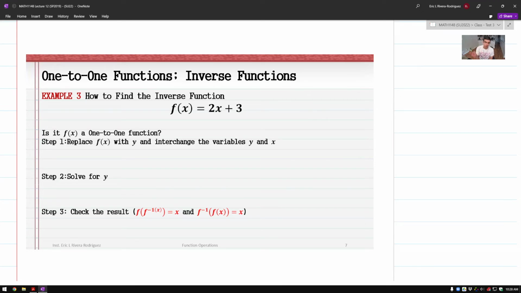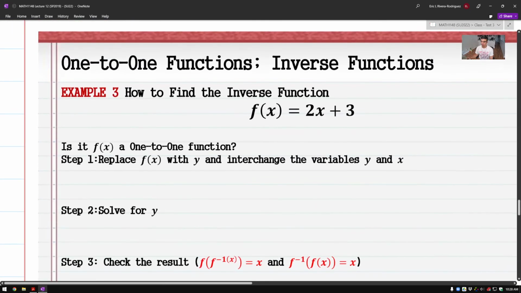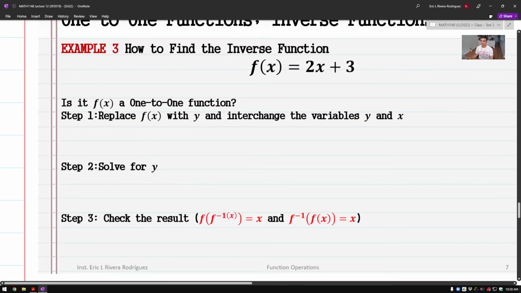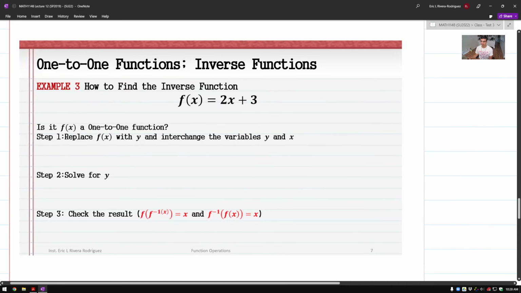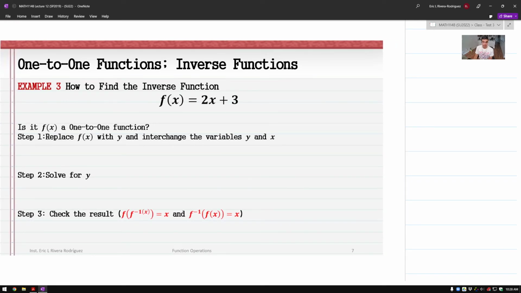I want now to focus on how to find the inverse function. We have 3 steps to identify or to find the inverse function, given that the function is 1-to-1. So we are going to find the inverse function of f of x, which is equal to 2x plus 3. The first thing is: is f of x a 1-to-1 function?